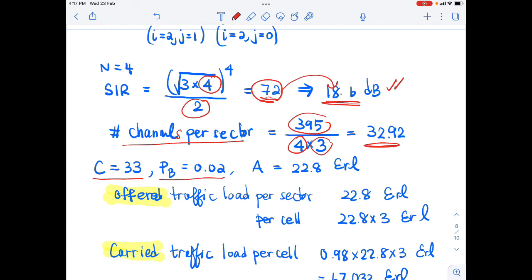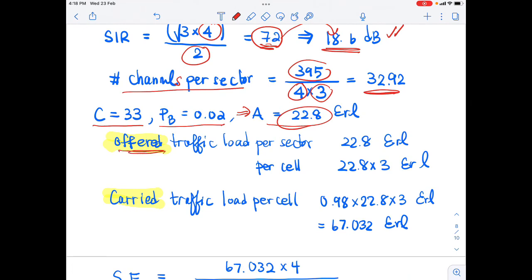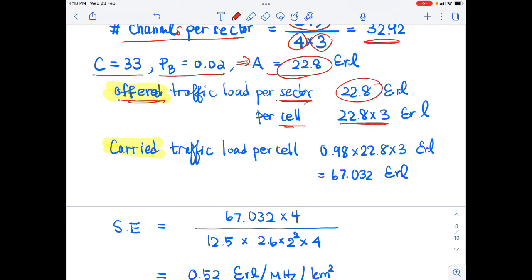Blocking probability is the same. From the chart, we get that A is equal to 22.8 Erlang. And again, this is offered traffic intensity per sector. Per cell, you take this number multiplied by 3 because there are 3 sectors in a cell. For spectral efficiency, we want to find the carried traffic intensity or load per cell. So you take the previous number and multiply with 98%, because the other 2% are blocked. Only 98% are carried by the network, so multiply with 0.98.